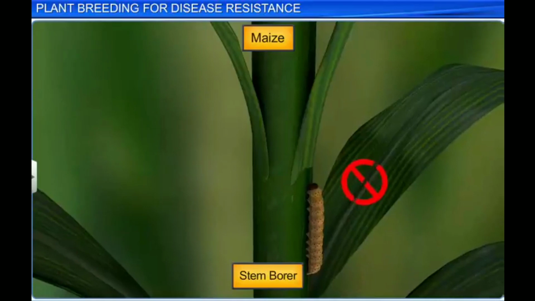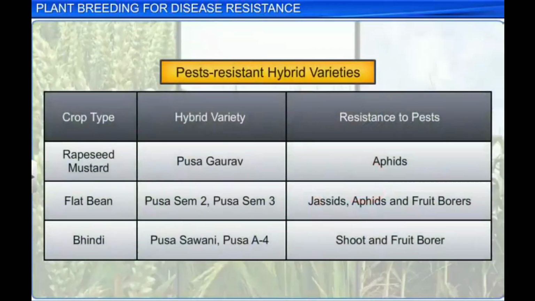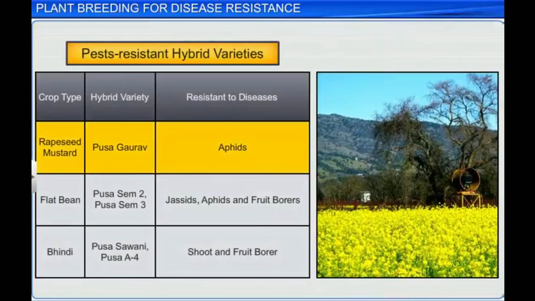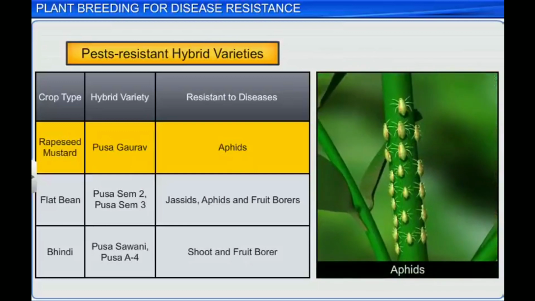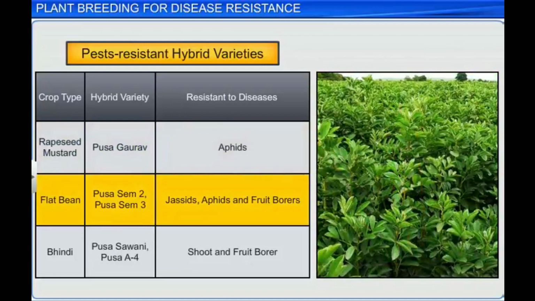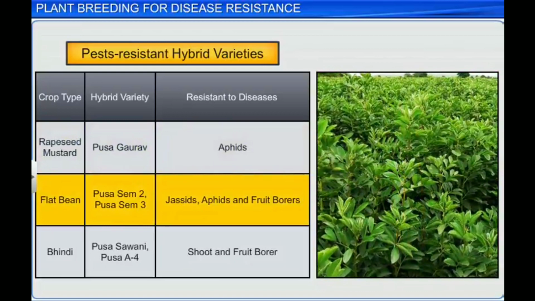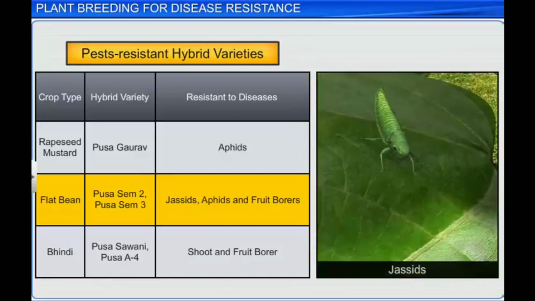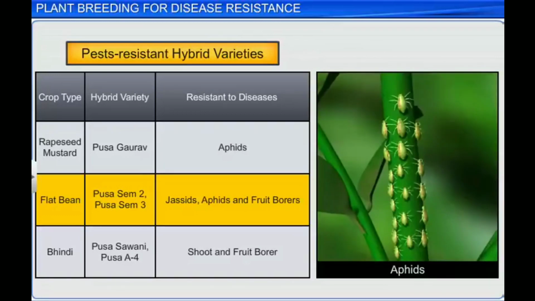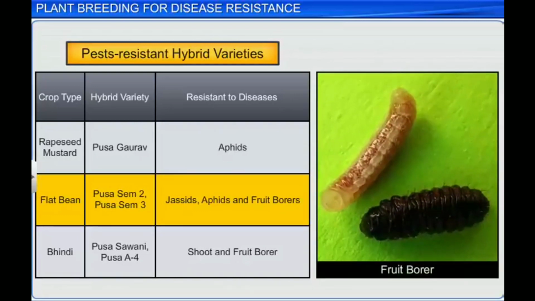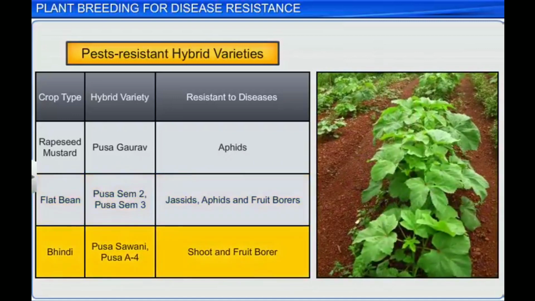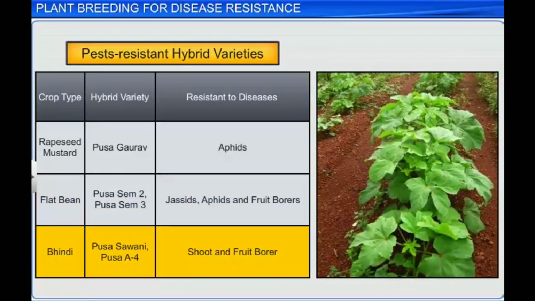There are quite a few insect resistant hybrid varieties developed through plant breeding. Pusa Gaurav, a hybrid variety of rapeseed mustard, is resistant to aphids, while Pusa Sem 2 and Pusa Sem 3 are hybrid varieties of flat beans that are resistant to jassids, aphids, and fruit borers. And the hybrid varieties of bhindi, Pusa Sawani and Pusa A-4, are resistant to shoot and fruit borers.